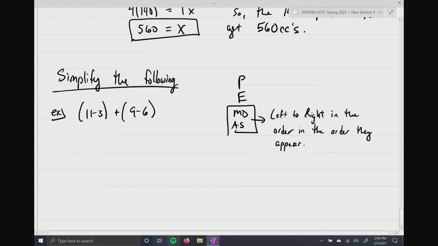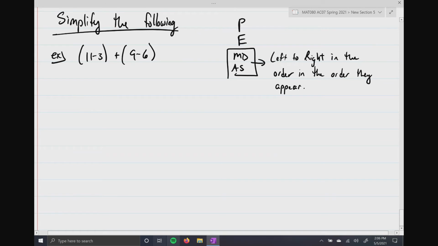So for us, in this example, I see parentheses. So I need to go ahead and subtract 11 minus 3 first. And I'm going to do 9 minus 6 as well. Now, I'm left over with 8 plus 3, which is 11.